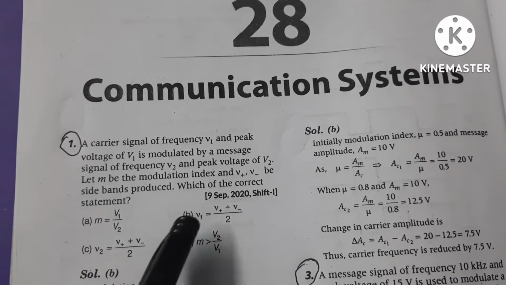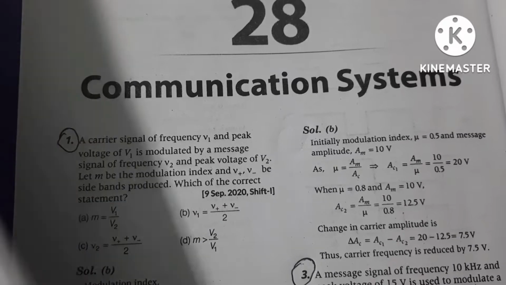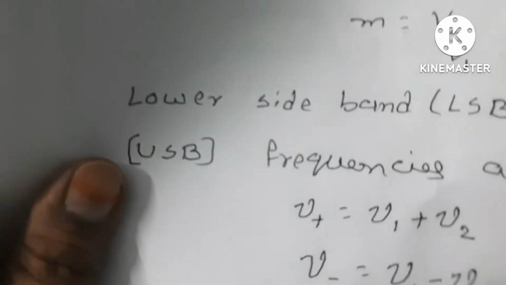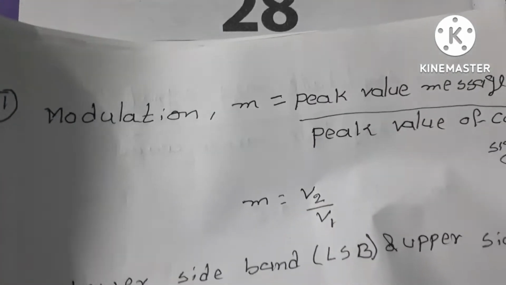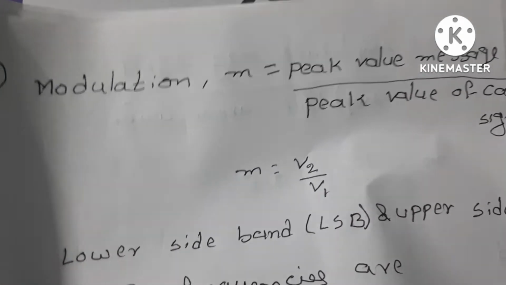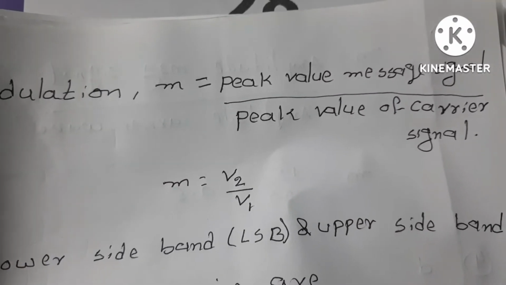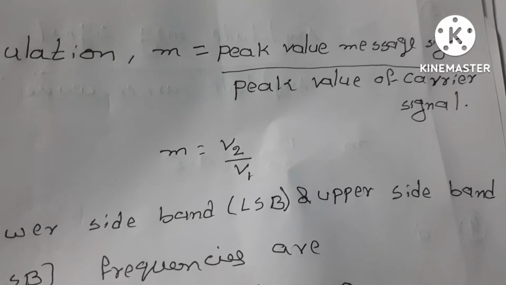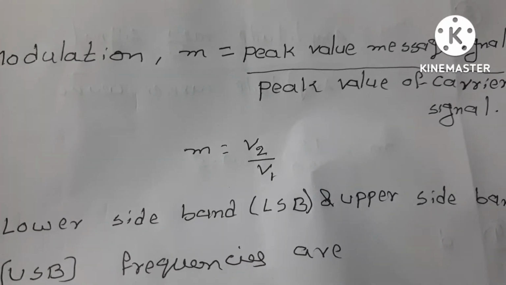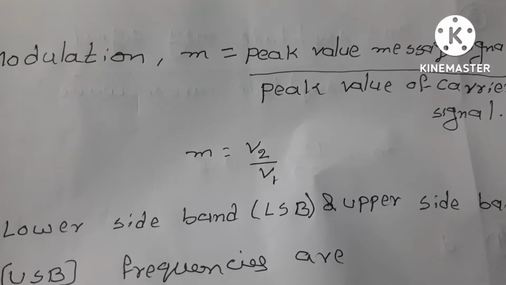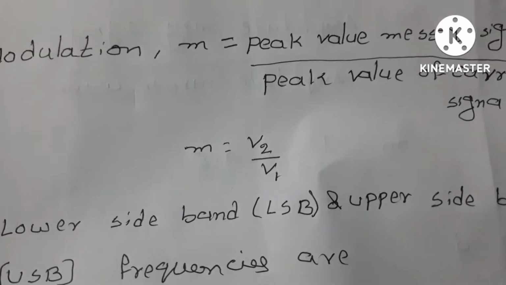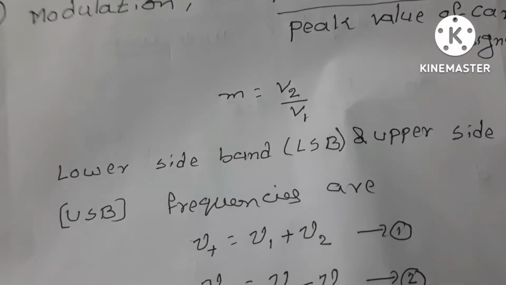Then come to B and C. For that, look at this paper side. The given data is, look here. See, modulation index M equals, what is the formula? Peak value of message signal by peak value of carrier signal. The message signal is clearly V2, so it is V2 by V1, but in that option they have given V1 by V2. So we are not choosing that first option, but come to the second one.